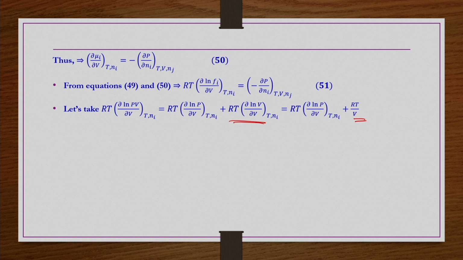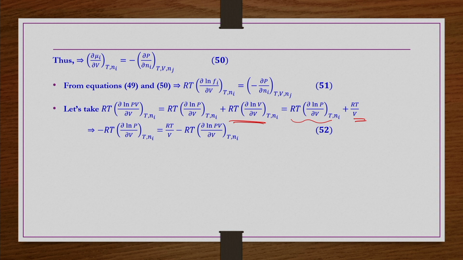So, RT ∂ln PV/∂V is simply RT ∂ln P/∂V plus RT/V. Now I take the first term on the right hand side to the left hand side, so that is minus RT ∂ln P/∂V, and the right hand side term RT/V is as it is. The remaining term, minus RT ∂ln PV/∂V, I have written on the right hand side of equation number 52.